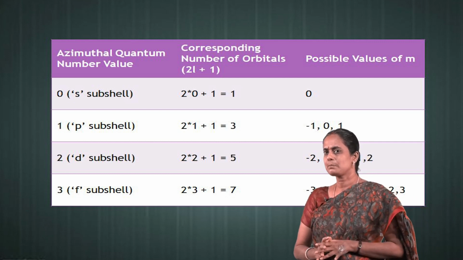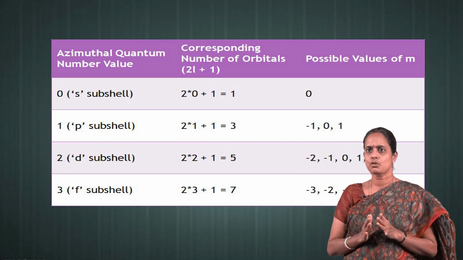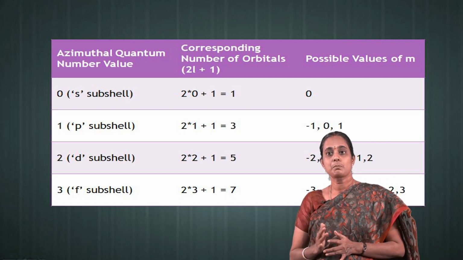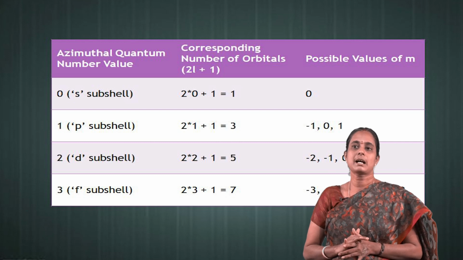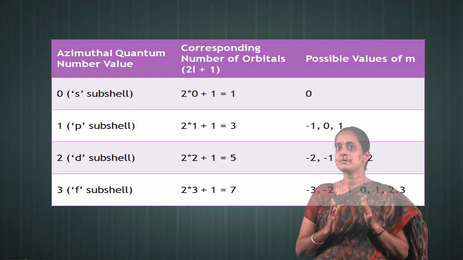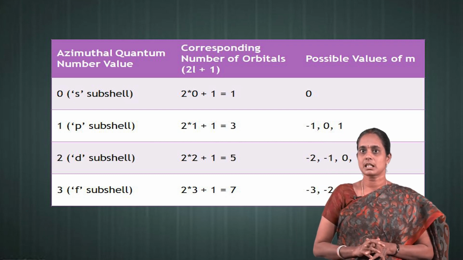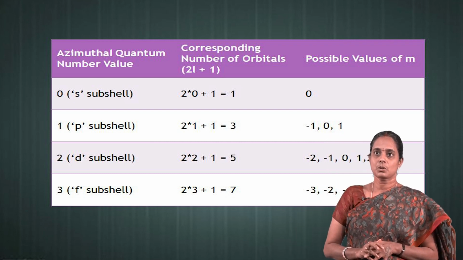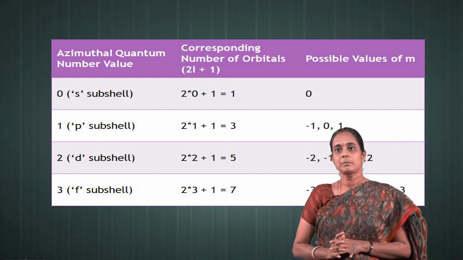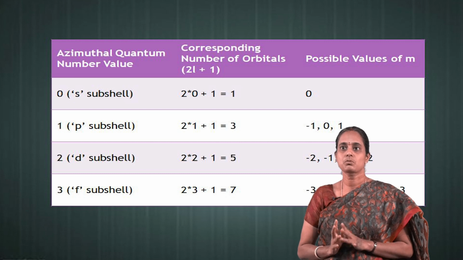For example, if n is equal to 4 and l is equal to 3 in an atom, the possible values of the magnetic quantum number are -3, -2, -1, 0, +1, +2 and +3. For the s subshell, l is equal to 0, and the corresponding magnetic quantum number is 0. In general, the number of values is 2l plus 1.